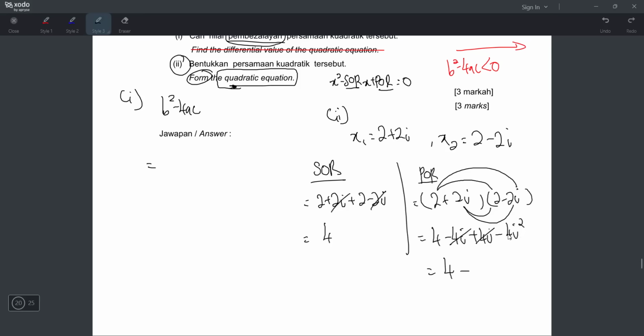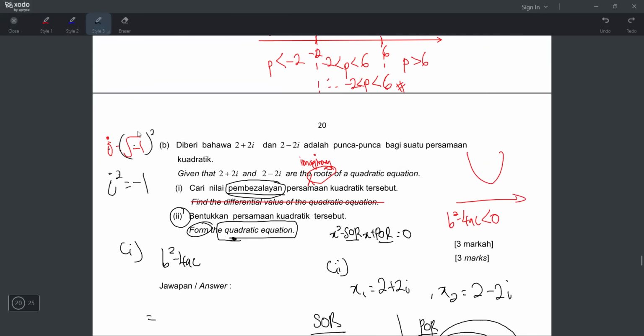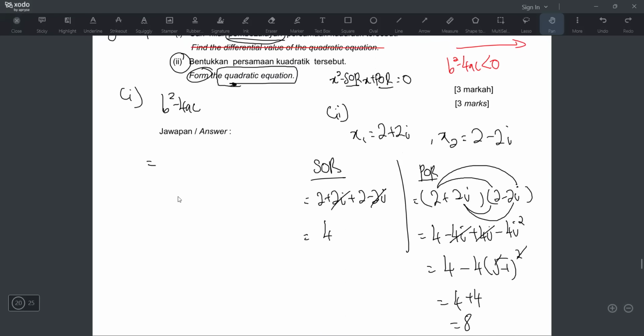4 minus, okay, what is 4i square? I told you i is square root negative 1. So ganti je lah. And you know why this one can do is because square root and square can cut. So it means your i square is negative 1. Because if i is square root negative 1, then i square will be negative 1 lah. Because when you take the square root, then ini square dia boleh cut. Macam tu. So that means this one boleh letak negative 1. So negative 4 times negative 1 is positive 4. So dapat 8.